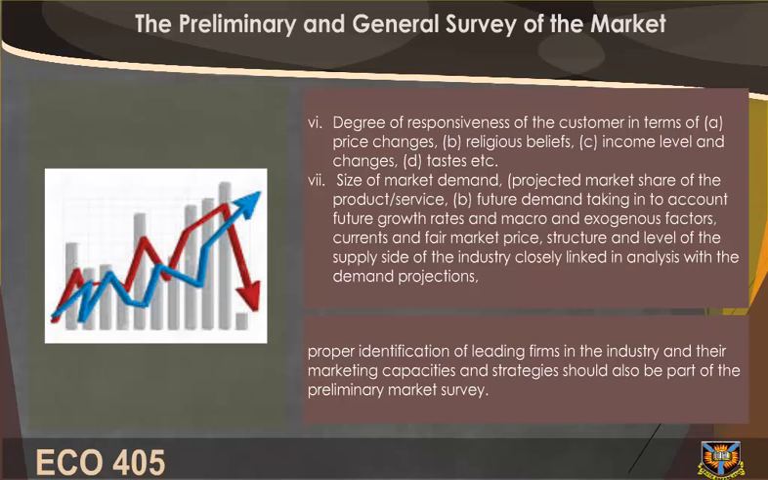6. Degree of responsiveness of the customer in terms of A. Price changes, B. Religious beliefs, C. Income level and changes, D. Tastes, and so on. 7. Size of market demand, projected market share of product or service, future demand taking into account future growth rates and macro and exogenous factors, current and fair market price, structure and level of the supply side of the industry closely linked in analysis with the demand projections.